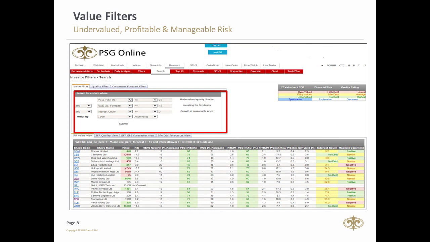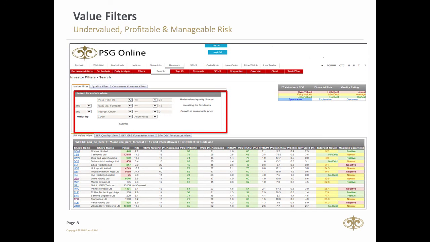So my first criteria here, I'm selecting the PEG ratio greater than 75 and return on equity greater than 15 and interest cover. So obviously the more criteria I put on, the stricter it becomes. So it scans the whole market, roughly about 400 stocks on the market, and it spits out a list of shares like this. Okay, so you can see there's Comair, there's Cashball and things like that.